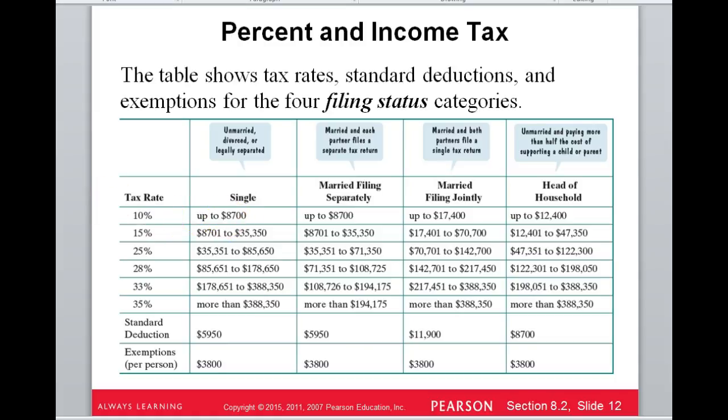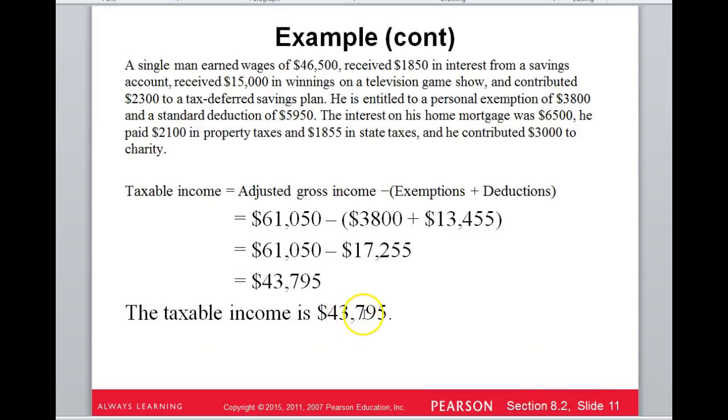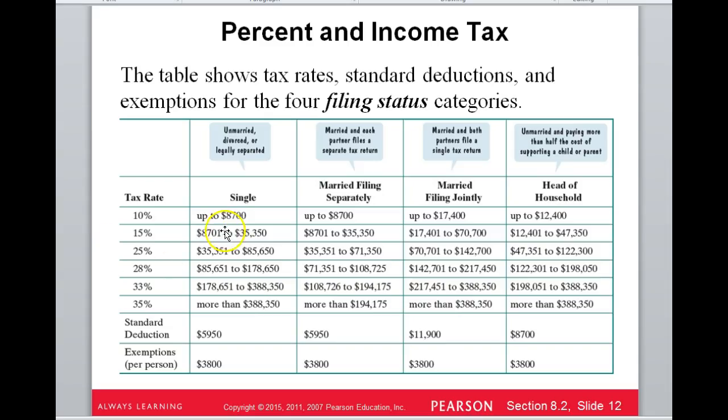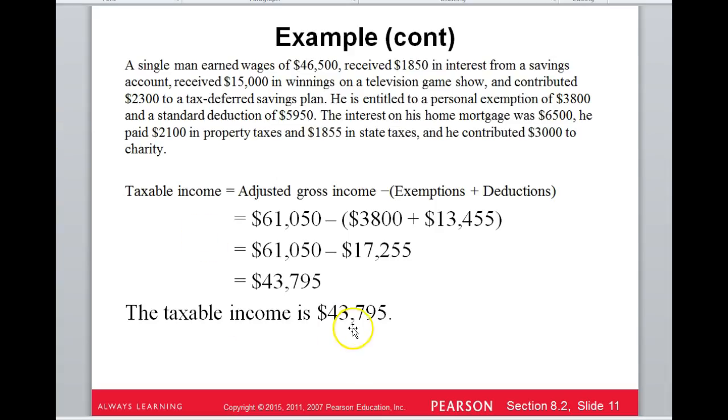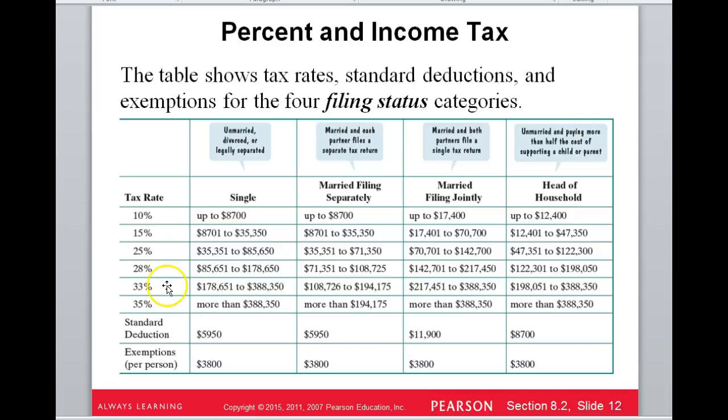Okay, now he's got more than that. So for the next, from $8,701 to $35,350, we would tax that amount at 15%. Okay, and then for the last little bit of it, all the way up to his $43,795, he would be at the 25% rate. Okay, so that would be the taxes he would have to pay.